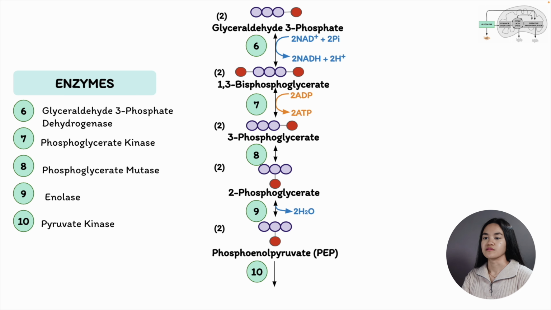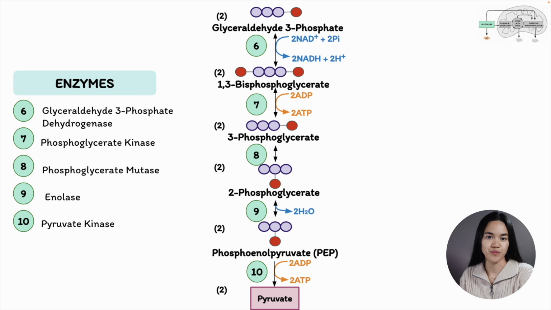Finally, in the last step, PEP is converted to pyruvate. Pyruvate kinase catalyzes this step. What we're going to do is transfer a phosphate group from PEP to ADP to yield an ATP molecule. Beautiful. That's the payoff phase, where we are capturing energy in the form of NADH and ATP.